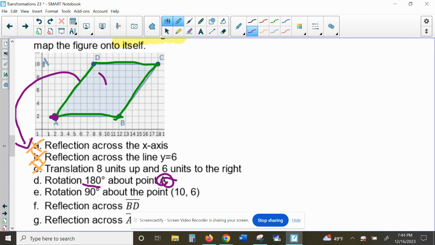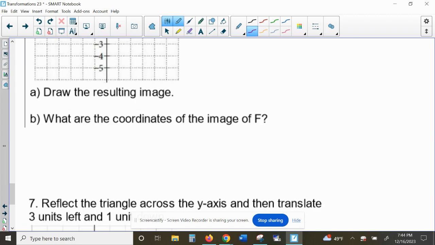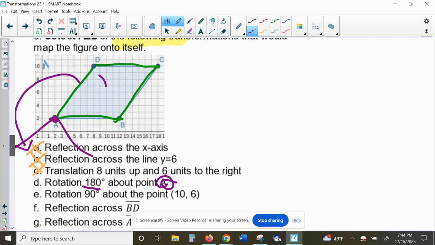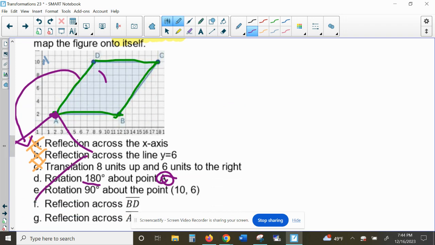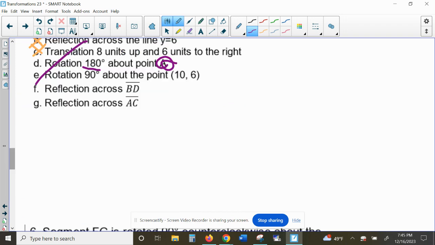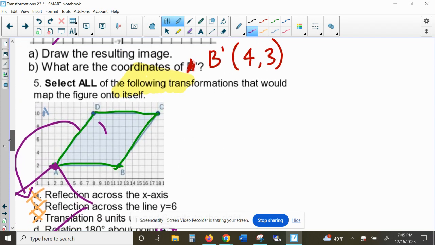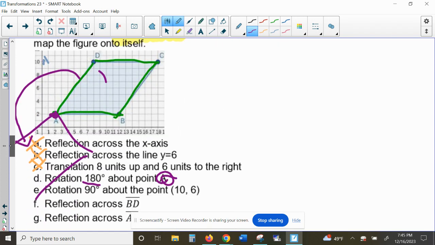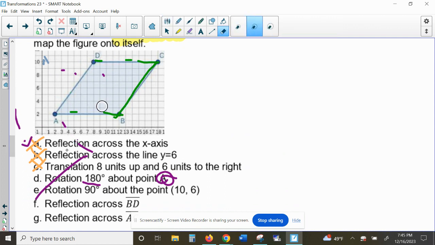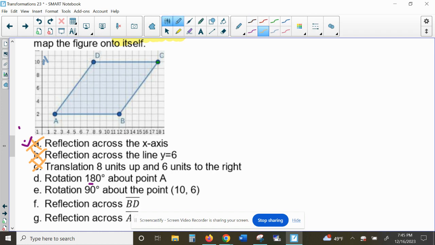It would not, because if you spun it around, he would be down here, right? You would see him way down here if you spun it around. I can't even draw it on the screen. But anyways, it's going to be way down there. It's not going to be landing on top of itself. So that one is not going to work out either. That is going to be no.